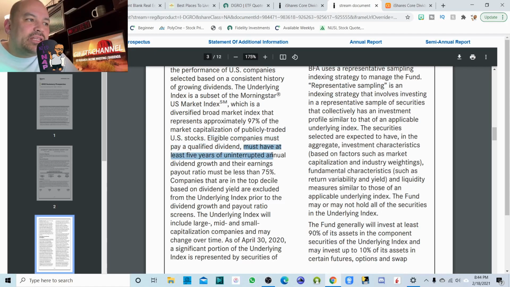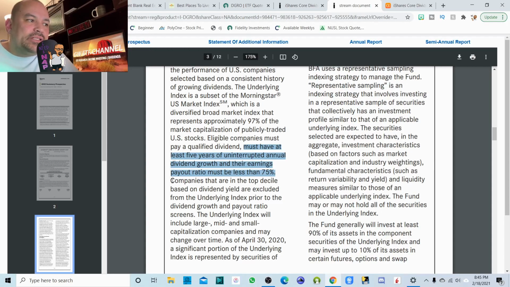They also must have at least 5 years of uninterrupted annual dividend growth, and their earnings payout ratio must be less than 75%. So they need to be consistently raising your dividend, giving you a raise. They need to have a healthy payout ratio of under 75%, meaning they need to pay out a comfortable amount from earnings. 75% is kind of high for stocks. They're paying from their earnings 75% or less in the form of a dividend.